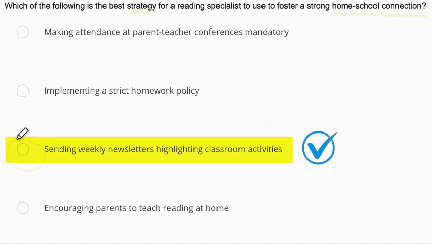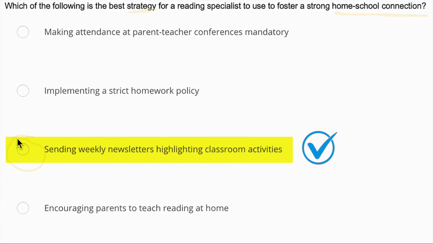Now, we also have to understand why that is the best answer for this question. Whenever we're understanding that reason, we need to think that the newsletters that they send home help students and parents stay focused about what their students are learning in class. They make them feel more involved, and they provide ways for parents to foster their child's literacy development at home as well. So those weekly newsletters are key for the reading specialist to use to ensure that that home-school connection is strong.